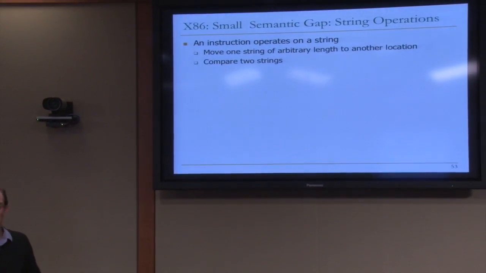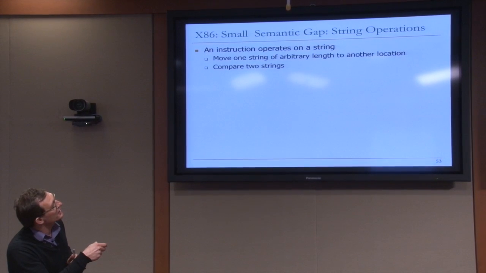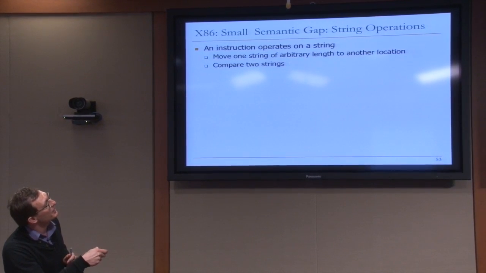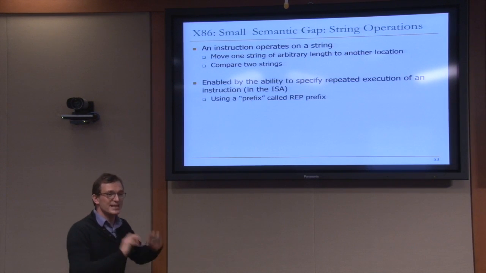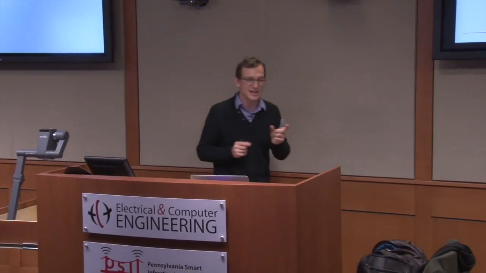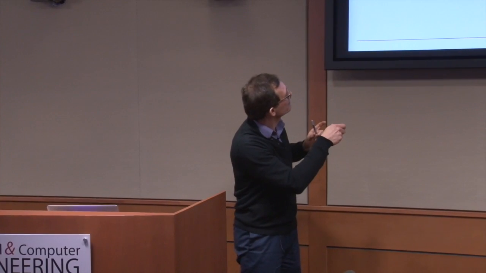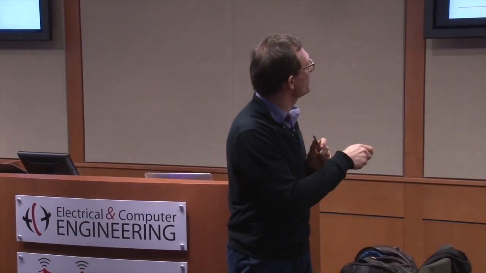Let me give you some other examples of these complex instructions. x86, actually, you'll do this in your homework. You have a small semantic gap in x86, smaller than many ISAs. You have string operations. An instruction basically operates on a string. You can move one string of arbitrary length to another location. You can compare two strings. And this is enabled by a very powerful primitive that x86 designers added to the ISA. And that's called the prefix. And in particular, the repeat prefix. x86 has multiple prefixes. One of them is the repeat.